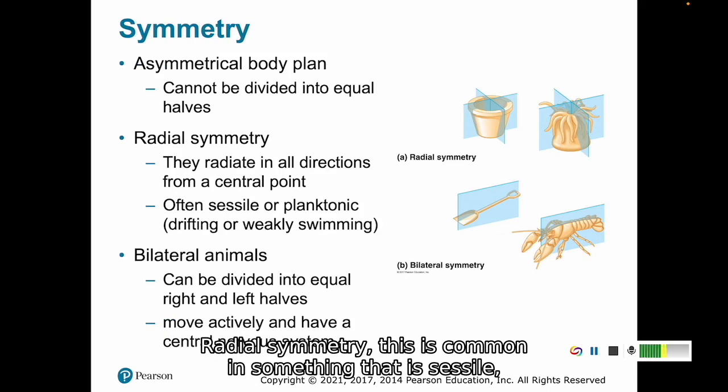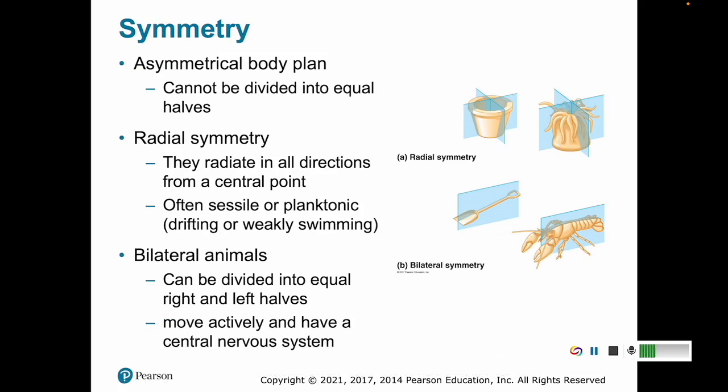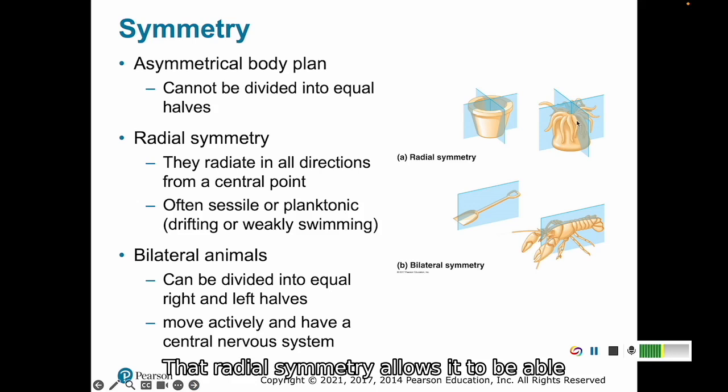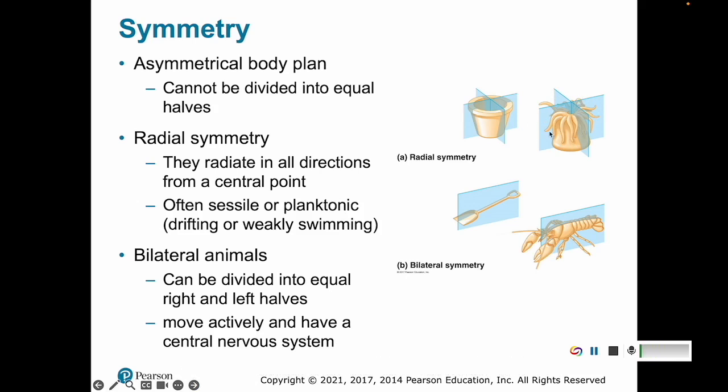So in a radial symmetry, this is common in something that is sessile, which means attached to a surface, like a barnacle attached to a boat, or something that's planktonic, like a jellyfish kind of drifting through the ocean. That radial symmetry allows it to be able to interact with its environment on all sides because it's equally likely to encounter something on any side.